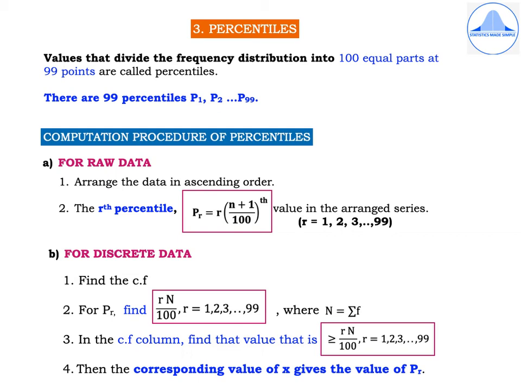The second subdivision is for discrete data. The first step is to find the cumulative frequencies. Second, for Pr, find rn by 100, where r takes the values 1, 2, 3 up to 99 and capital N is equal to summation f. Third step, in the CF column, find that value that is greater than or equal to rn by 100, where r takes the values 1, 2, 3, so on till 99. And the fourth step is the corresponding value of x will give the value of Pr.